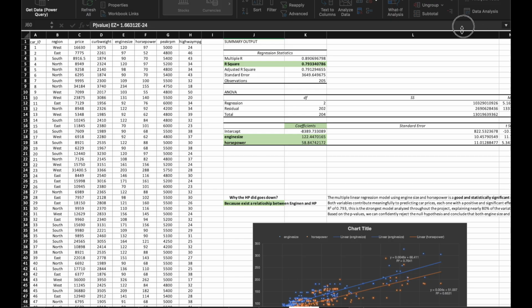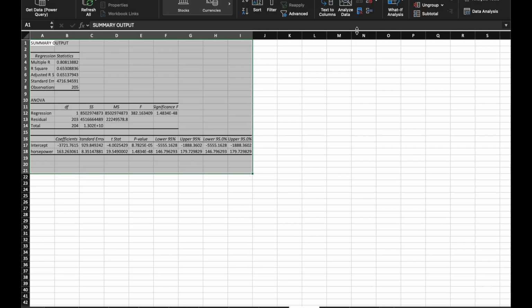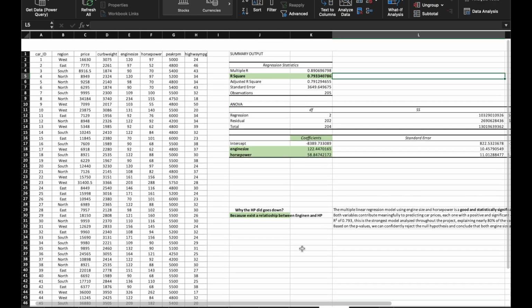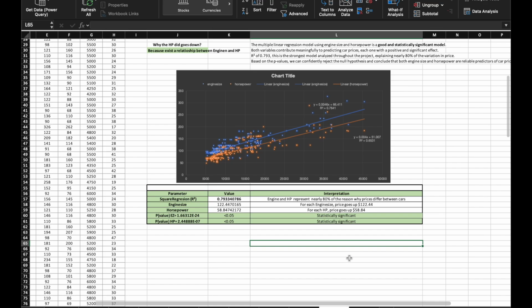Go to data and then data analysis, and then we select regression, and then select in the input range the engine size and horsepower. Then we lock this spread like this, and then we have this one, which is basically the summary. So what does this variation mean?